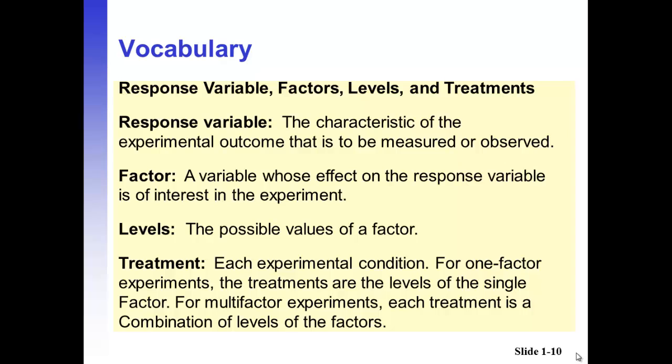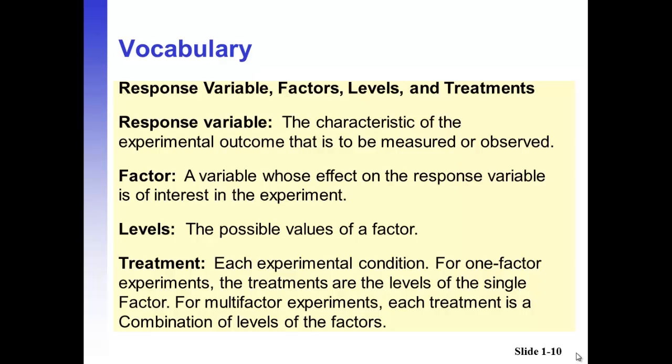Now here's some vocabulary we'll need to know as we talk about experiments. The response variable, first of all, is the characteristic of the experimental outcome that is being measured and observed. So, for instance, if we were trying to study ways to increase the speed of 100-yard dash runners, we would be measuring how quickly they can run that race. If we're trying to increase the yield of crops, we'd be measuring the number of pounds or bushels of crops that are being produced.